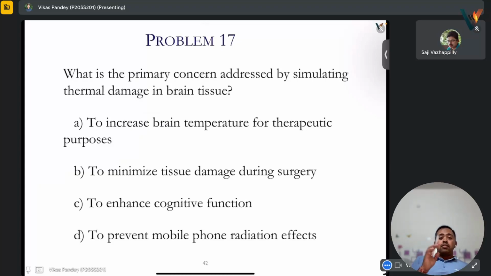So what is the primary concern addressed by simulating thermal damage in brain tissue? We are considering that there will be some heat being generated. So what will be the effect of the heat on the brain tissue that we are stimulating? Is it to increase brain temperature for therapeutic purpose, to minimize tissue damage during surgery, to enhance cognitive function, or to prevent mobile phone radiation effects? I think it is B, sir. Minimize tissue damage during surgery.